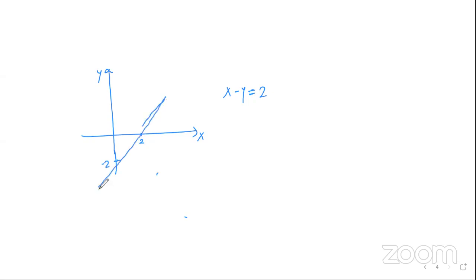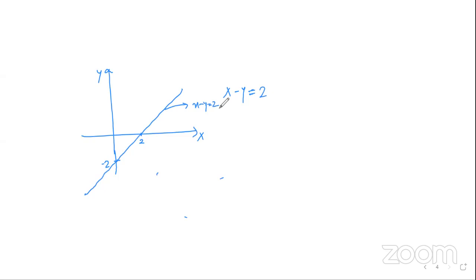So you have x over here, you have y over here, and you have to plot x minus y equal to 2. So you put x to be 2, y to be 0, and you put y to be minus 2 and x to be 0. So you have 2 points, and the line that passes through these 2 points is x minus y equal to 2.